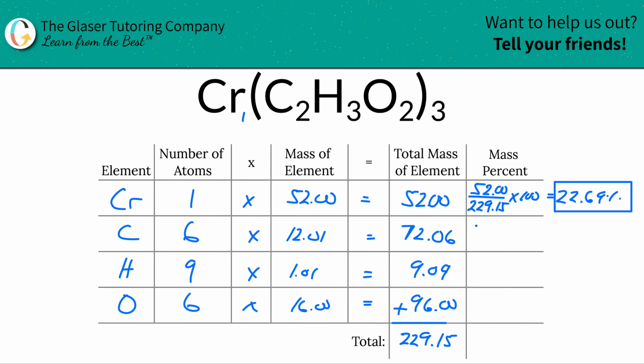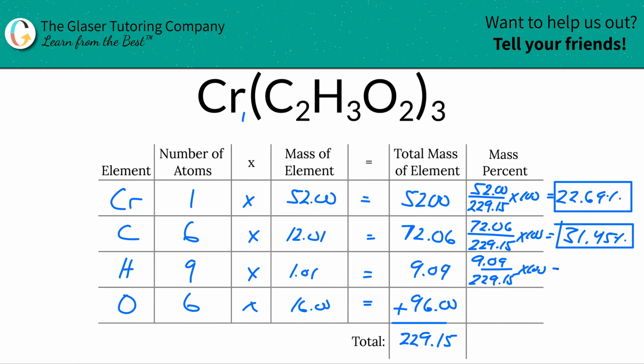Same thing now for carbon, right? Take the total mass of the carbon, 72.06, divide it by the total mass of that entire compound, times that by 100, and we get our answer of about 31.45% or so. That's the percent by mass of carbon. And then hydrogen, same thing, take the total 9.09, divided by the total mass, 229.15. I think you're seeing a pattern here. And that works out to be about 3.97%.